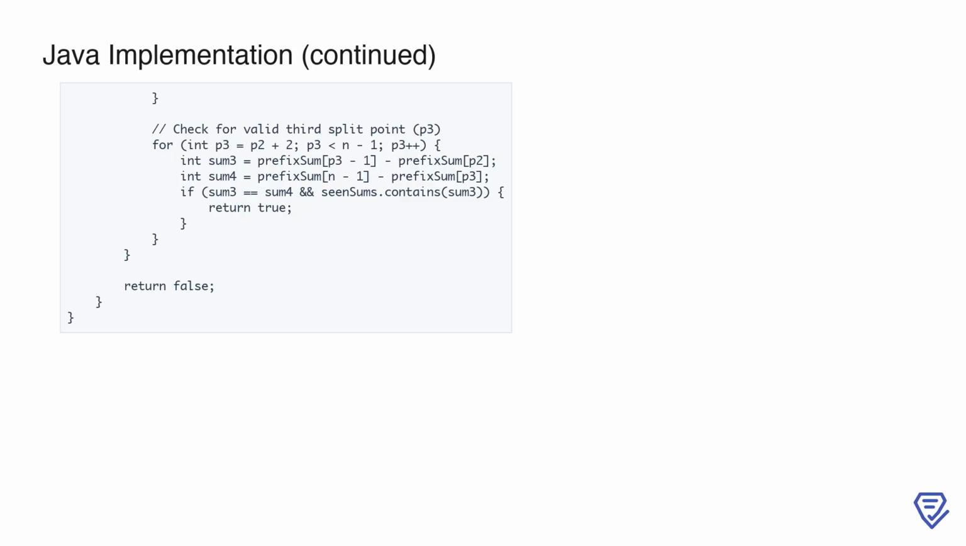Specifically, sum 3 is the sum of the segment between P2 and P3, while sum 4 is the sum of the segment after P3. If these two sums are equal and the hash set contains this sum, it means we've found valid split points for all 4 subarrays, and we return true. If the loop completes without finding such a configuration, we return false, indicating that splitting the array into 4 subarrays with equal sums is not possible.